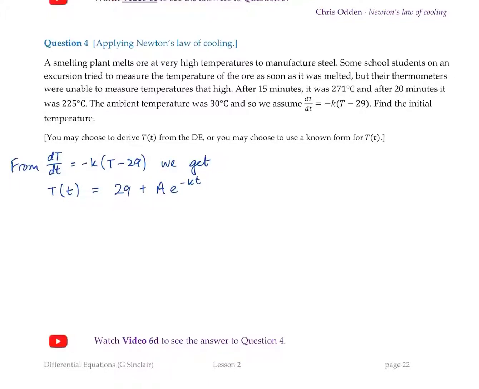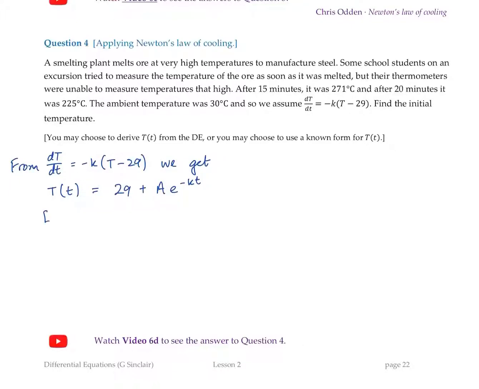Okay, so 29 degrees, that's the ambient temperature. We can see that this is always positive, assuming that A is a positive number. And so the long-term effect of this is to head towards 0, and so therefore the temperature heads towards 29 degrees Celsius. Continuing.